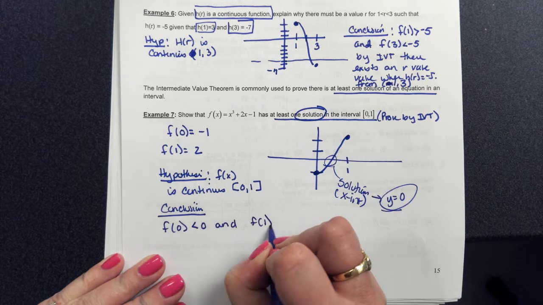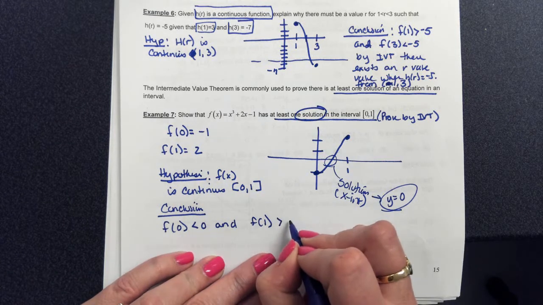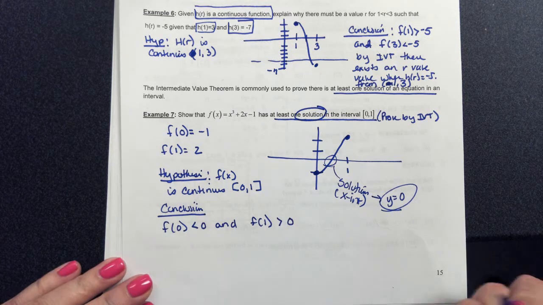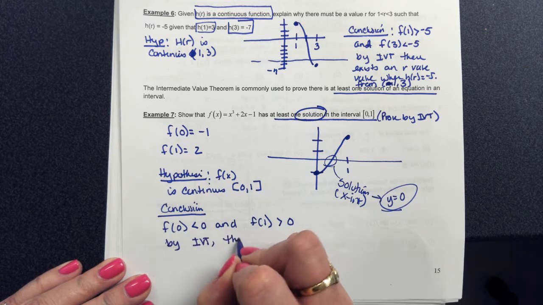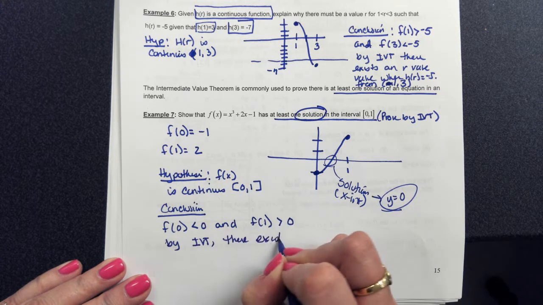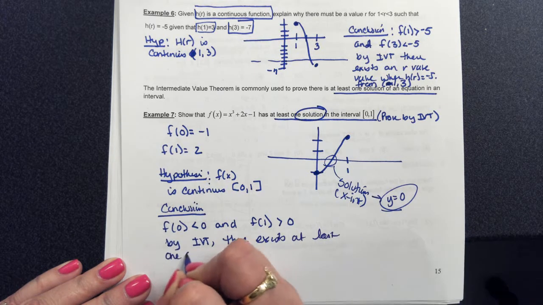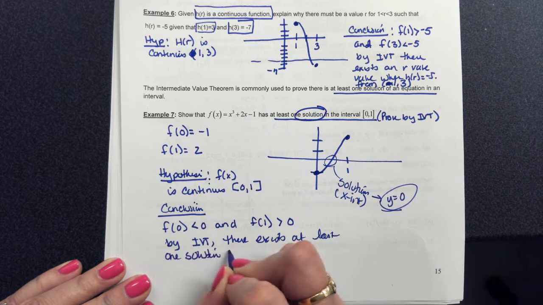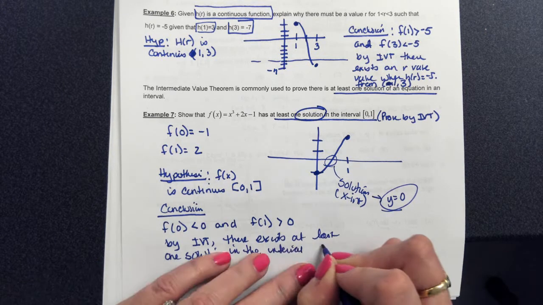And what about f of 1? Greater than 0. So since f of 0 is less than 0 and f of 1 is greater than 0, then by your IVT, there exists at least one solution in the interval 0 to 1.